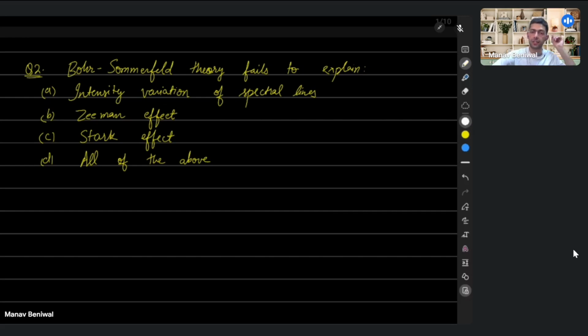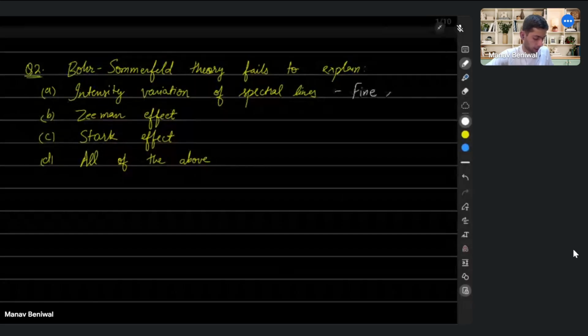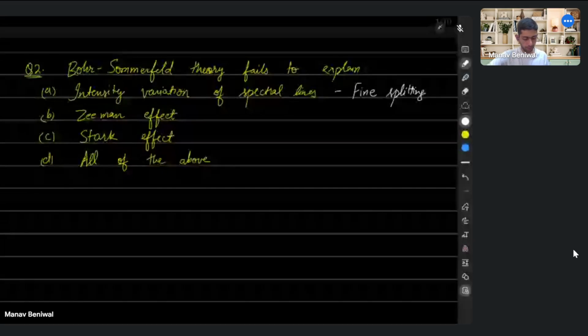Okay, so what is intensity variation of spectral lines? When better spectrometers were used, it was observed that the spectral lines which we were observing earlier are now split into even finer lines. This was called fine splitting. As discussed thoroughly in the lectures, this fine splitting could not be explained by Bohr-Sommerfeld theory. Therefore, it cannot explain A.